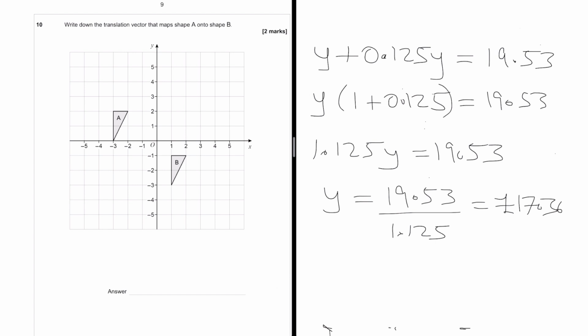So for question 10, we're asked to write down the translation vector that maps shape A onto shape B. So we write this in the form of these brackets, and then the top value is going to be the number of units moved in the positive x direction. So to get from A to B, we go 1, 2, 3, 4. So we move 4 units in the x direction, and then we move 1, 2, 3 in the -y direction. So the translation is (4, -3).